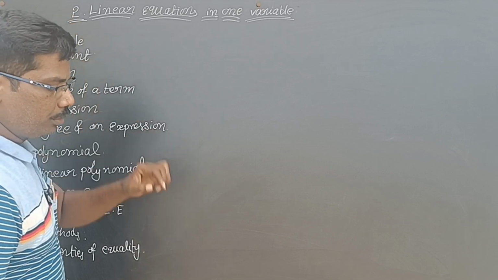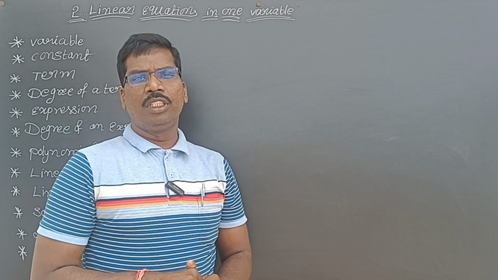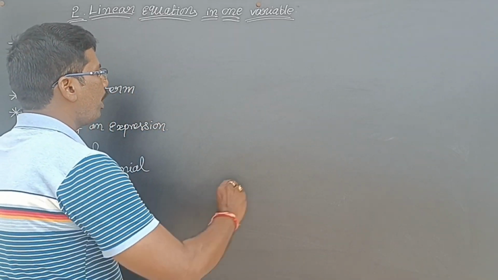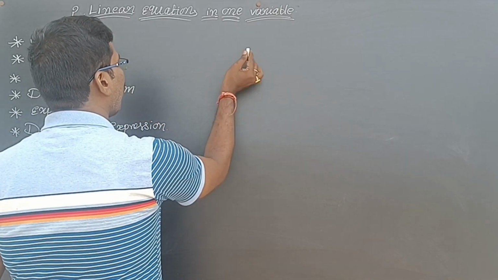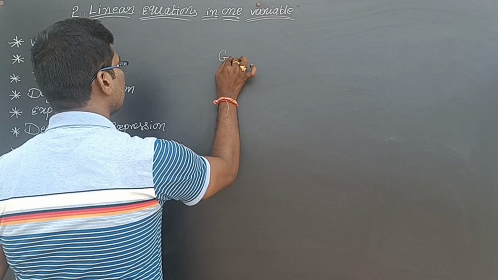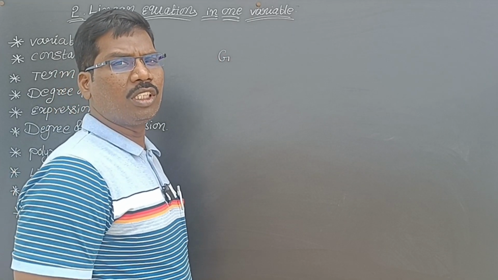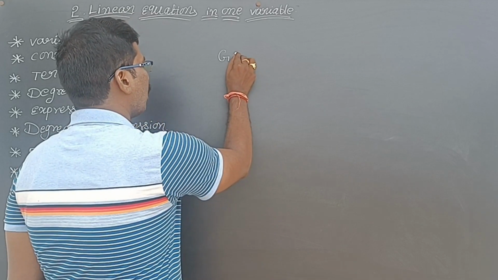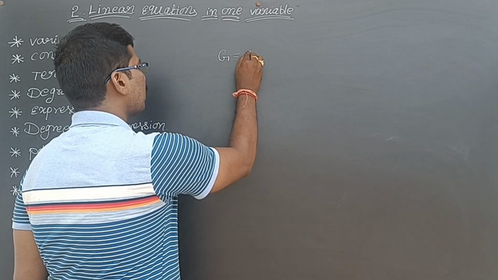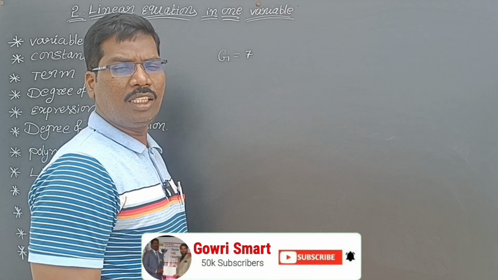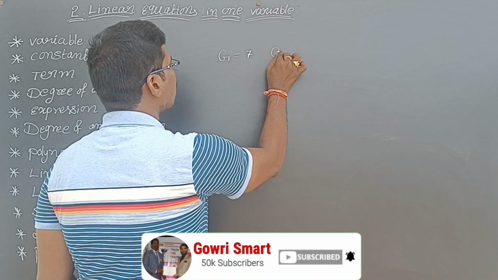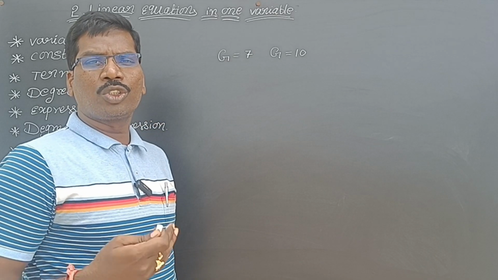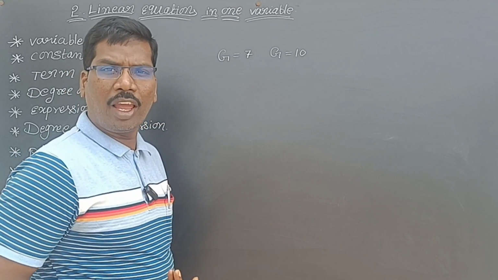So what is a variable? See here, a variable is a symbol. For example, my name is Gauri, so I'm taking Z. This Z has a value if I assign one. Say I take G as 7, and somebody else will take G as 10. It is the same symbol, but we are getting so many values.